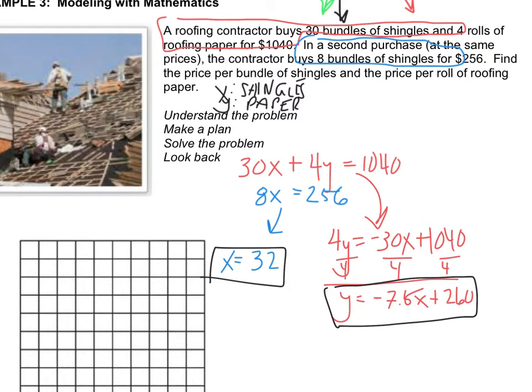Now I will tell you, in a later section we're going to show you a better method to solve this, especially because of the negative 7.5x. That's going to be a little bit hard to graph. It doesn't make it the best way with the graphing method, but we want to show you how it works.